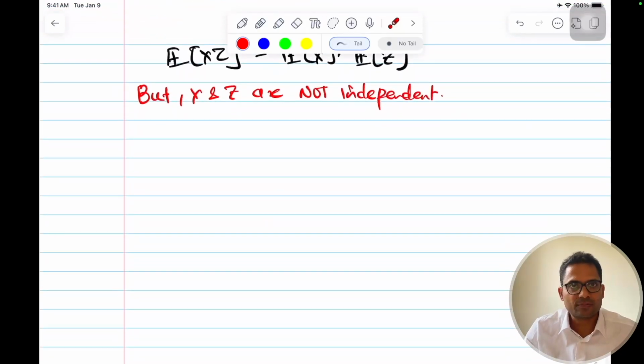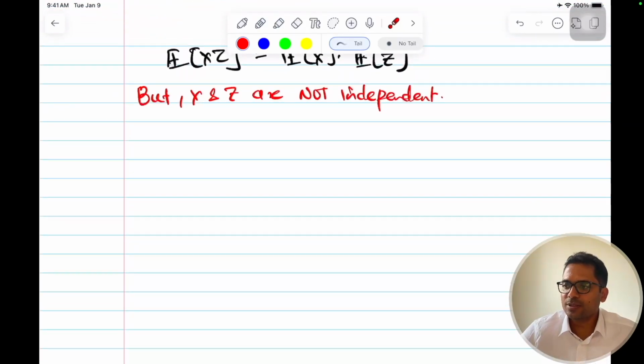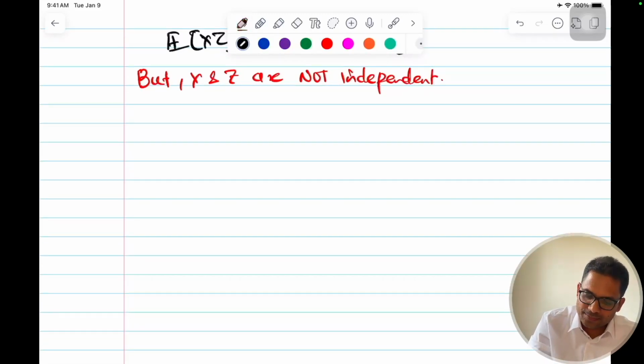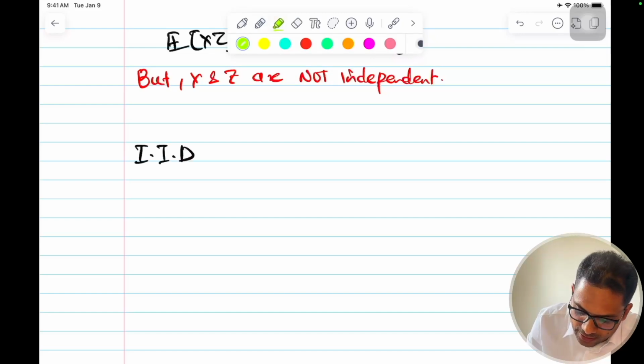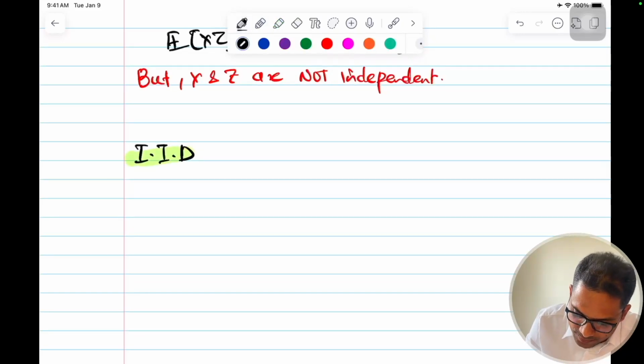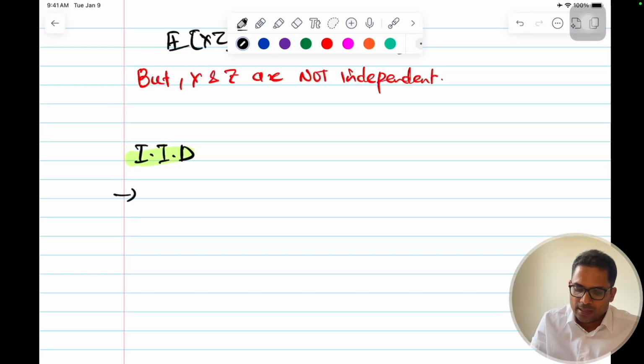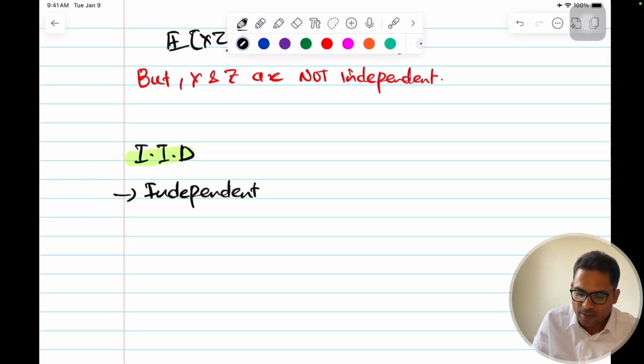We have seen enough formulae, so now let's move to the next topic. I want to discuss independence before I.I.D. So what is I.I.D? Now let's understand I.I.D. This is an abbreviation. This means independent and identically distributed.